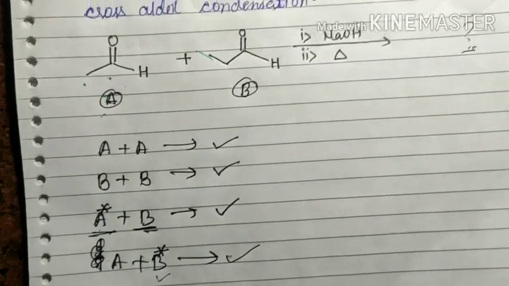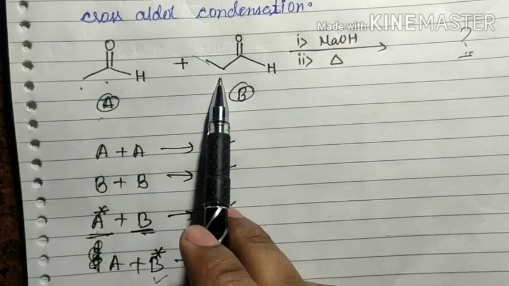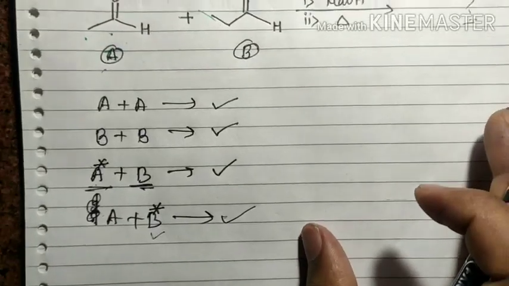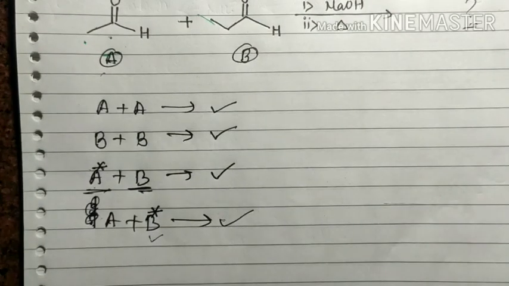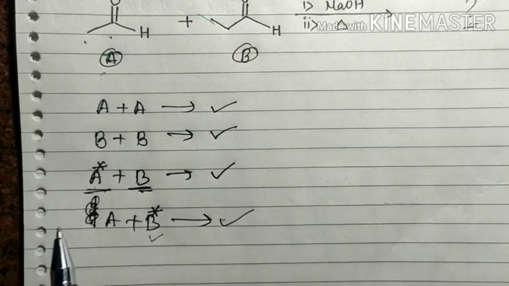But one thing is necessary: both molecules should have alpha hydrogen, then you may call it 4 types of products. If one has alpha hydrogen and one does not have alpha hydrogen, the number of products decreases. So I hope you understand how the products form.